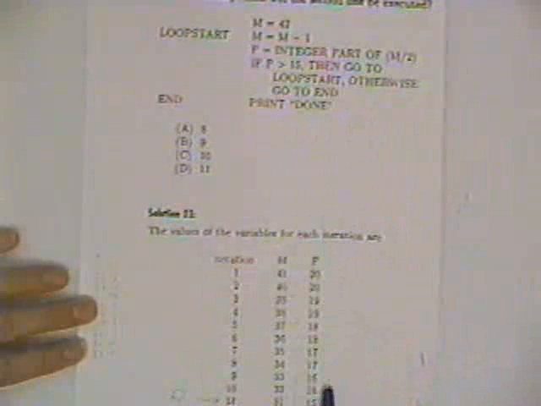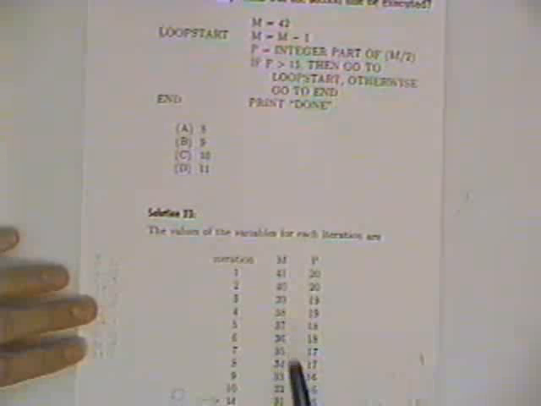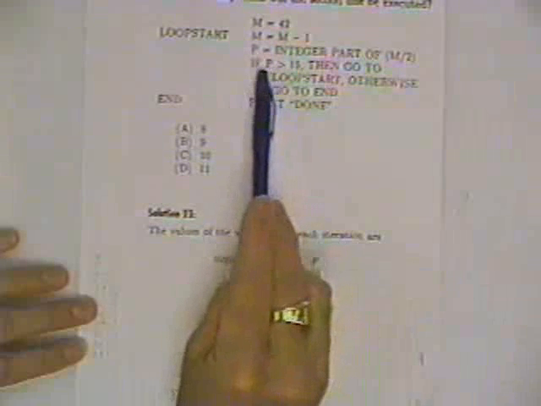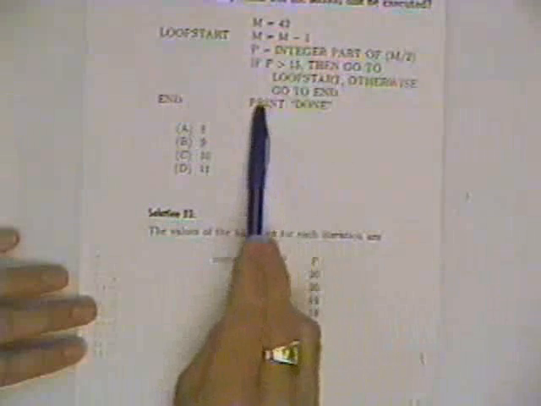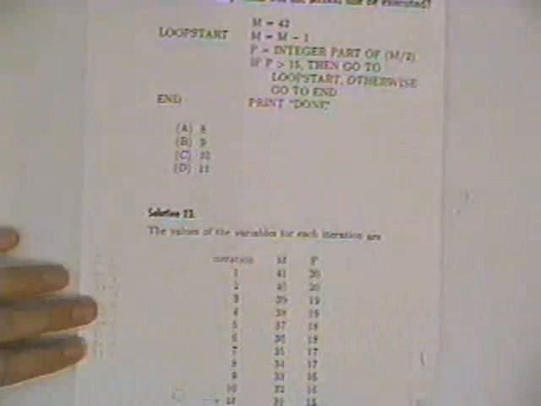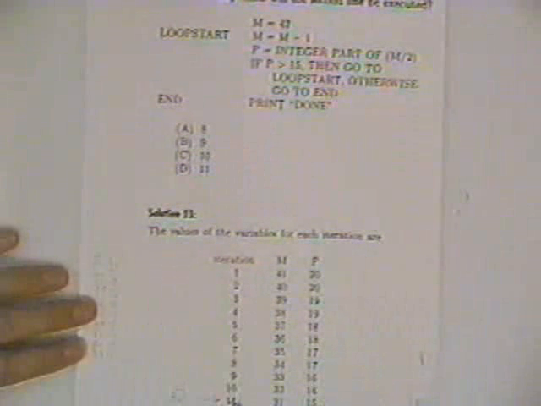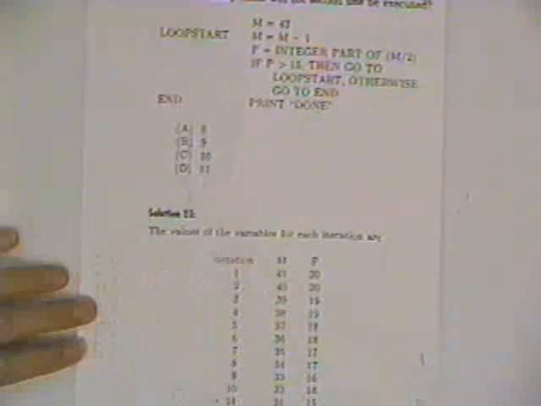So you continue that, moving down until you get to the point where the value of p is equal to 15. At that point, since p is equal to 15, it is not greater than 15, so then you exit the loop. So leaving the program, the value of p will be 15, and you will have gone through that loop 11 times. So the answer then would be D, or 11.